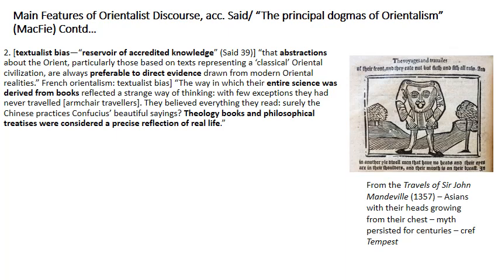So with very few exceptions, they had never traveled. They believed everything they read. Surely the Chinese practiced Confucius's beautiful sayings. Theology books and philosophical treatises were considered a precise reflection of life. So the text becomes more important than the meta text, then what underlies the text, or the reality that the text supposedly describes, is less important than what the book says.